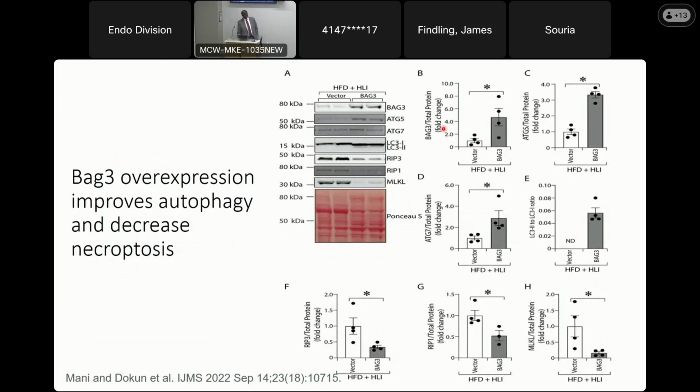When we looked at the same parameters in mice that have been treated with BAG3, where we overexpressed BAG3, you see now a robust expression of BAG3, first of all, and that was associated with increased ATG5, ATG7, and the LC3-II to I ratio was increased, so consistent with increased autophagy. And this was also associated with decreased markers of necroptosis, looking at RIP3, RIP1, and MLKL.